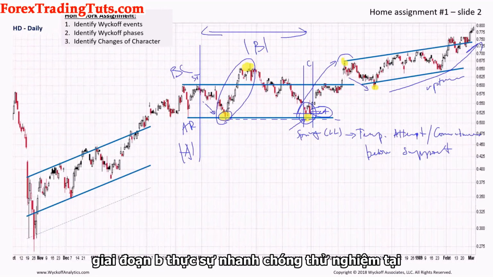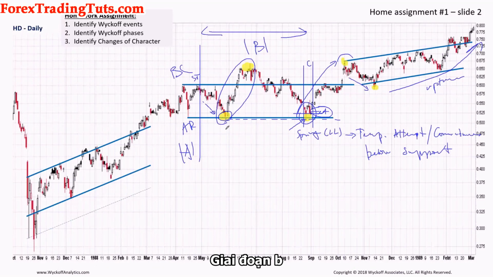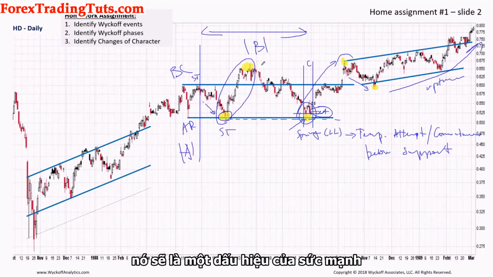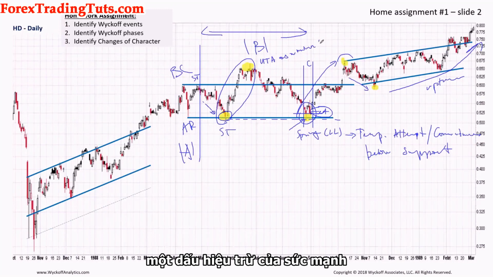The test at the support level, how would we label that in phase B? Secondary test. Secondary test, yeah. And then the high that overcomes the previous resistance point in phase B is going to be a sign of strength. An upthrust action. Upthrust action. As a minor sign of strength.